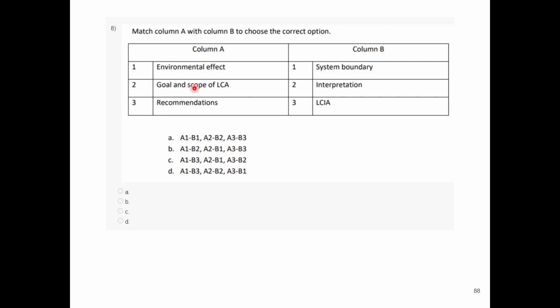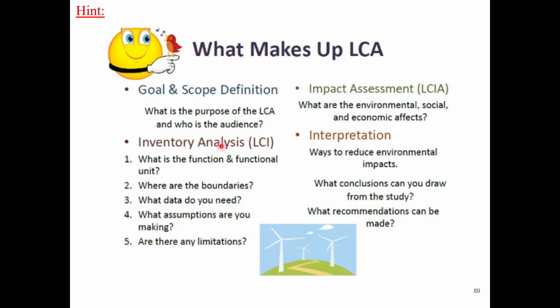Okay. So that will basically include system boundaries. If you see goal and scope, it comes under inventory analysis. So what are the boundaries involved? We have to find the limitations as well as the boundaries which we are using to compare.